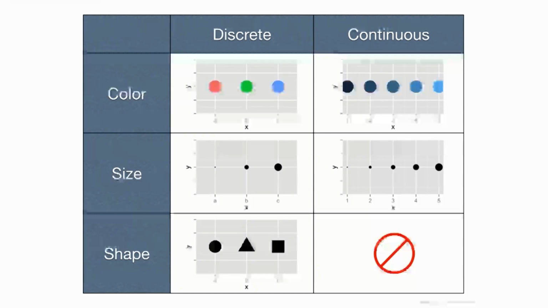If you map size to a discrete variable, then you'll have different sizes for different classes. And if you map size to a continuous variable, then the size will change continuously based on the values of the variable. If you map shape to a discrete variable, you'll get different shapes for different classes, but if you map it to a continuous variable, you'll get an error message. ggplot2 is not going to let you use shapes to describe a continuous variable.